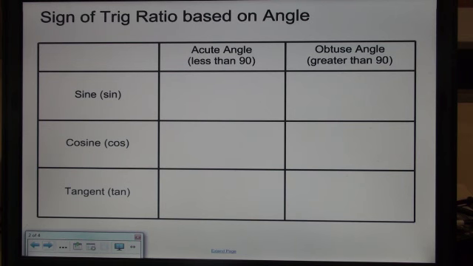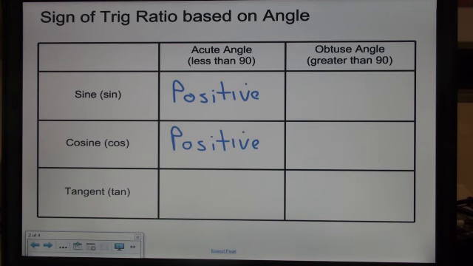So moving on to the next slide, we have acute angles, where we can just recap what we learned. The sine of an acute angle is positive. And the cosine of an acute angle is also positive. And the tangent of an acute angle is also positive.